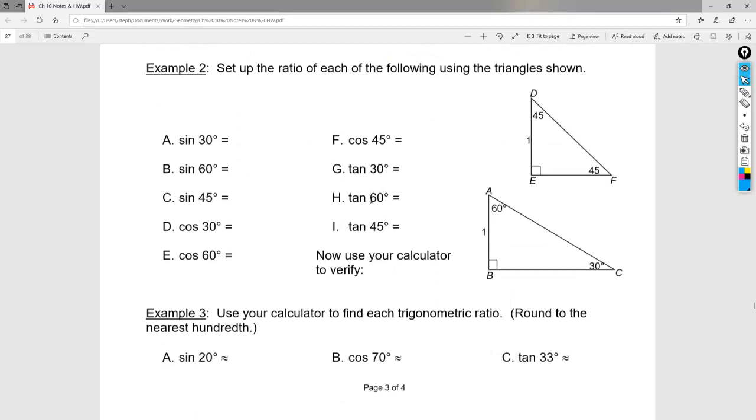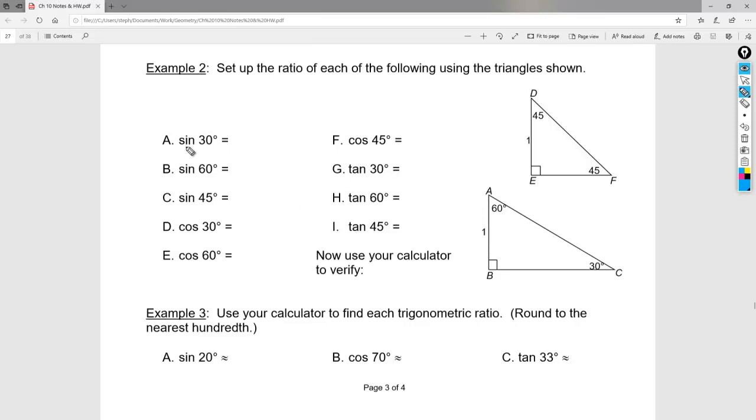Next, we want to set up the ratio of each of the following using our triangles. Okay, so now we're going to come to some general conclusions about our 30, 60, 45 degree angles. Okay, and we'll end up using these actually quite a bit. This is kind of the fundamental basis of trigonometry, is these values that we're about to find.